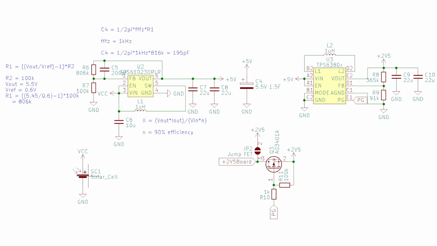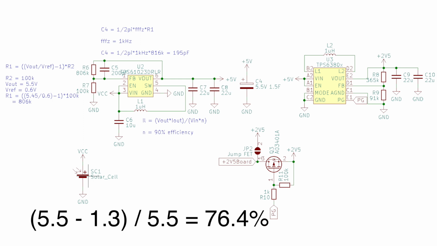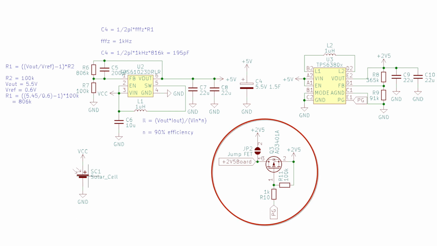This also makes it possible to utilize 76% of the capacitor, which is almost twice as much as before. The power good signal can then be used with the transistor and MOSFET to control the power to the display.